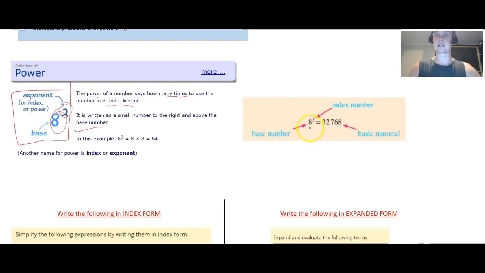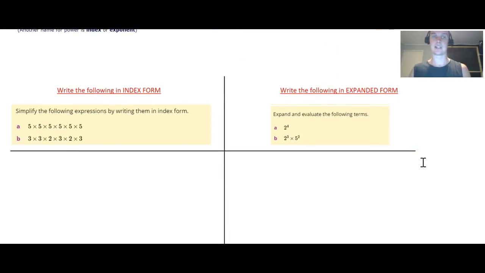It's really about understanding that the base number is the big number at the bottom. The index number is the smaller one to the upper right of that number. And then what you get usually is your basic numeral, or your answer. If you know these key terms, it's really going to help you as we go through. We're going to do a couple of examples, and you've got to make sure you understand the difference between these two.